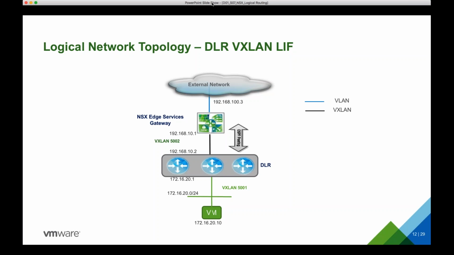So looking at a logical network topology here, a DLR VXLAN LIF, this is showing the upstream. We have our VM 172.16.20.10 connected to VXLAN 5001, and that's connected directly to the DLR. The LIF of that DLR has an IP address of 172.16.20.1, so obviously that's going to be the gateway for that subnet.